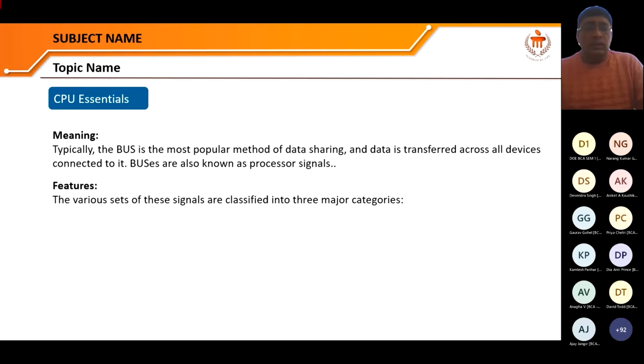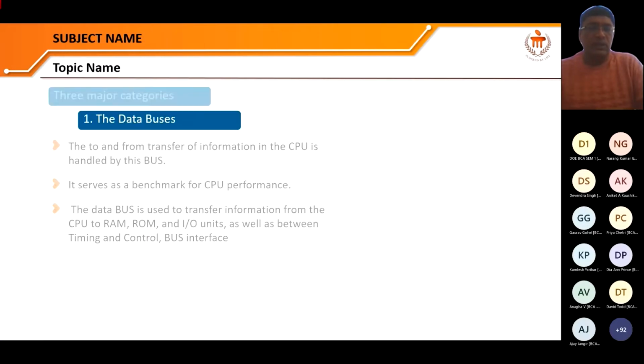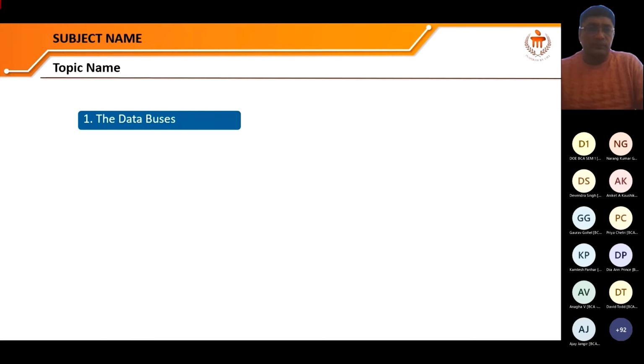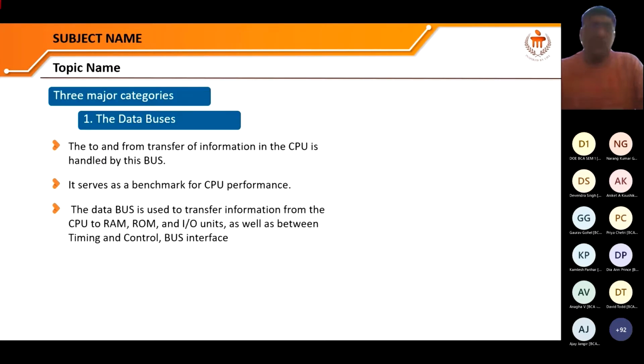Here, the CPU has three classification categories for how it can transfer. We have three major categories. The first one is the data bus, the second one is the address bus, and the third one is the control bus. In the next slides we will discuss them one by one. First we will discuss the data bus, then the address bus, then the control bus. So first we are going to discuss the data bus.